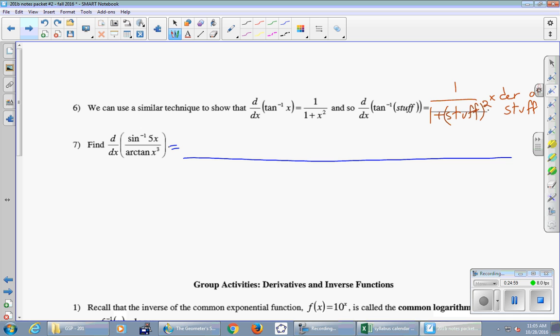Okay, big fraction. What goes on the bottom? Arctan x cubed squared. So is it just x to the sixth? Can I do that? Is that right? We're squaring, no? Why no? Squaring the arctan, right? We're not squaring the x cubed. So I have to write it just like Jesse said. X cubed, whole thing squared. It's not x to the sixth.